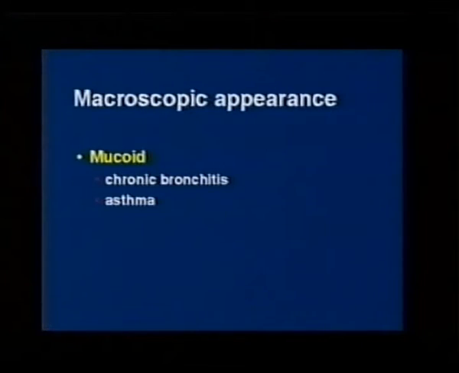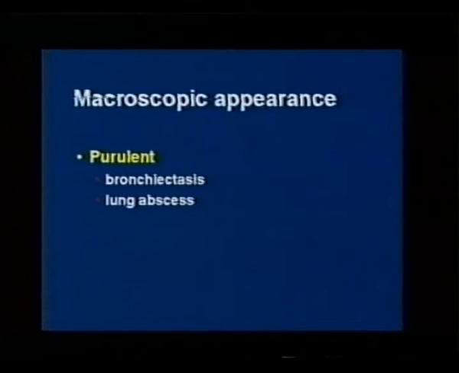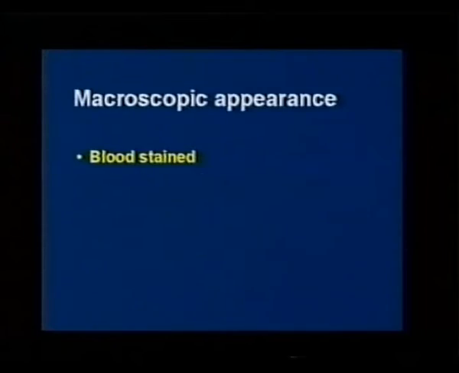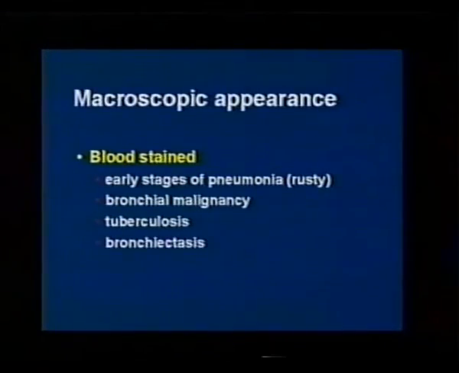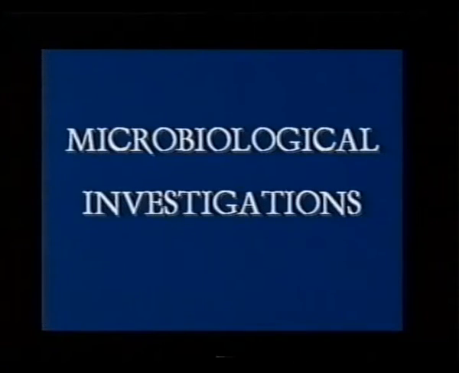Sometimes macroscopical appearance gives a clue to the diagnosis, like in the mucoid sputum, in chronic bronchitis and asthma, frothy sputum, classically pink frothy sputum in pulmonary edema, purulent sputum, bronchiectasis, lung abscess, and also in the resolving phase of pneumonia. Bloodstained sputum is alarming, seen in early stages of pneumonia, bronchial malignancy, tuberculosis, bronchiectasis, and in pulmonary infarction.